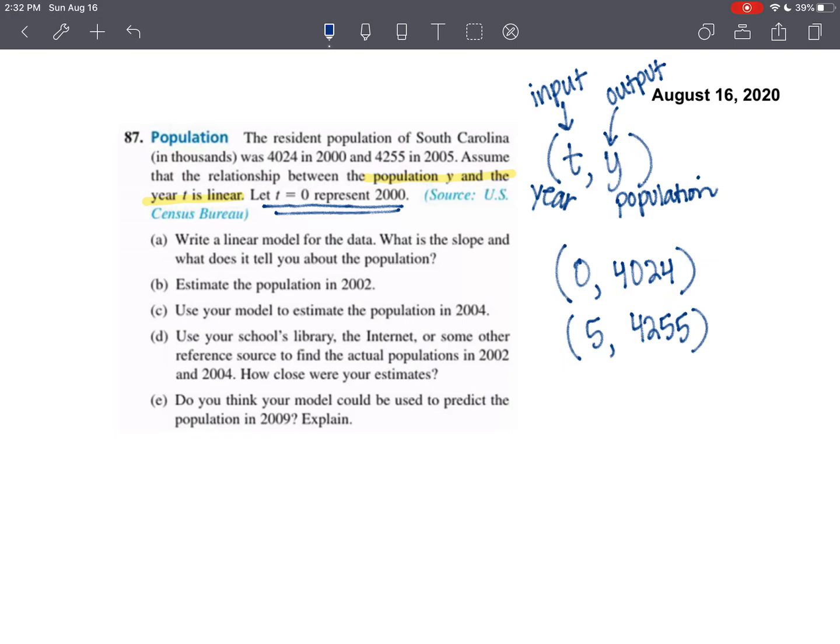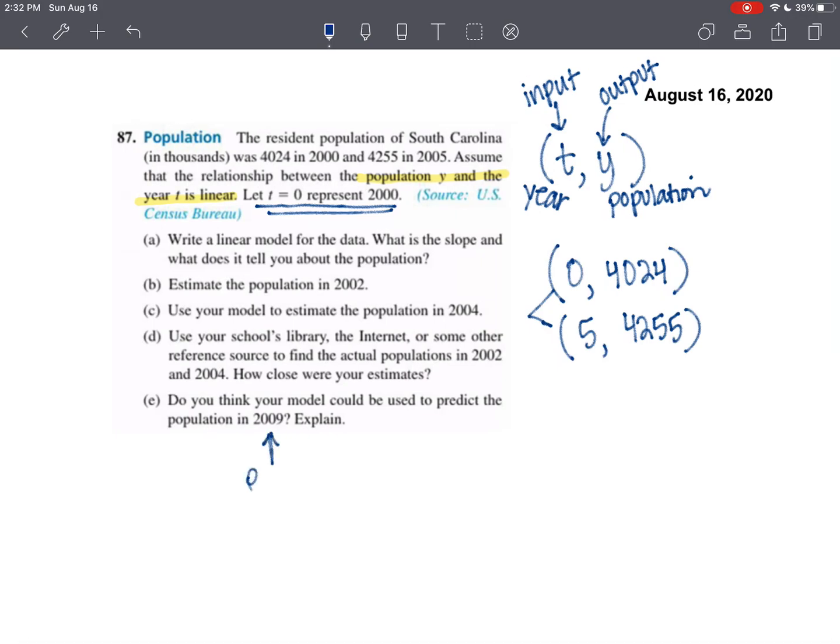We can use that model to estimate the population in 2002. That's interpolating because 2002 is between the data. It's within this data. 2004 is also within this data. However, 2009 would be extrapolating. We're predicting what's going to happen outside of the given data.